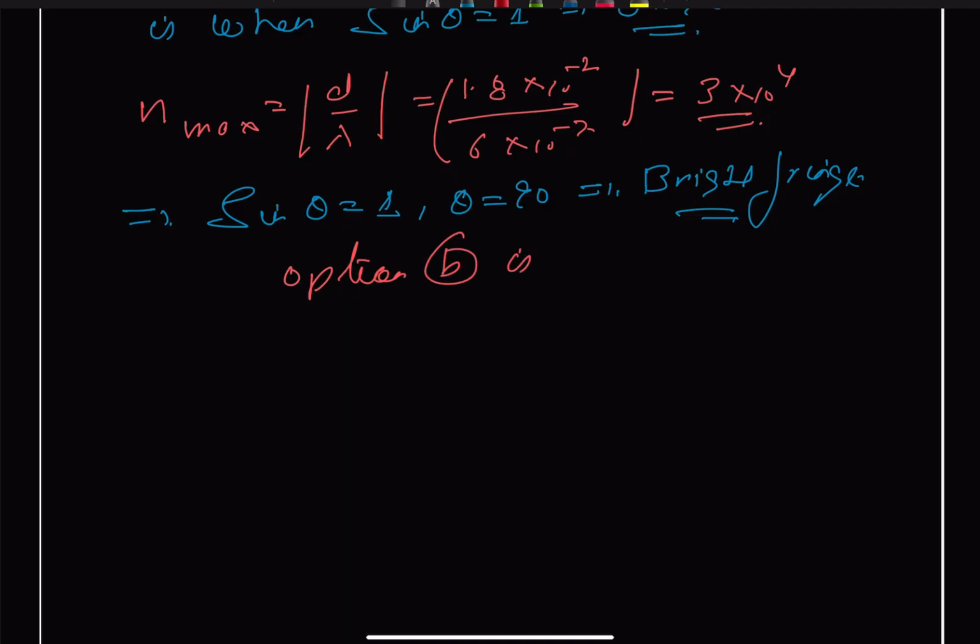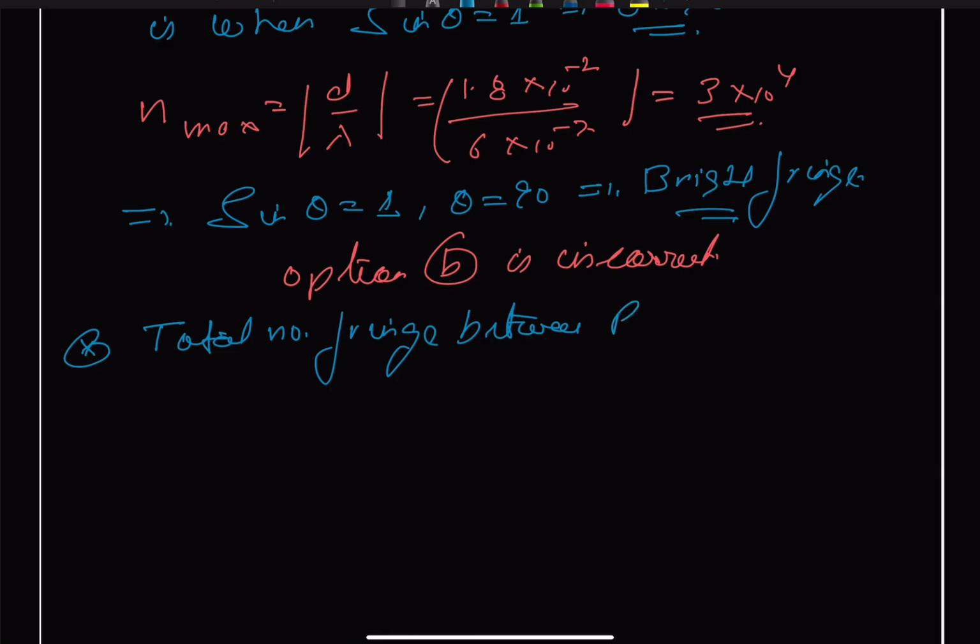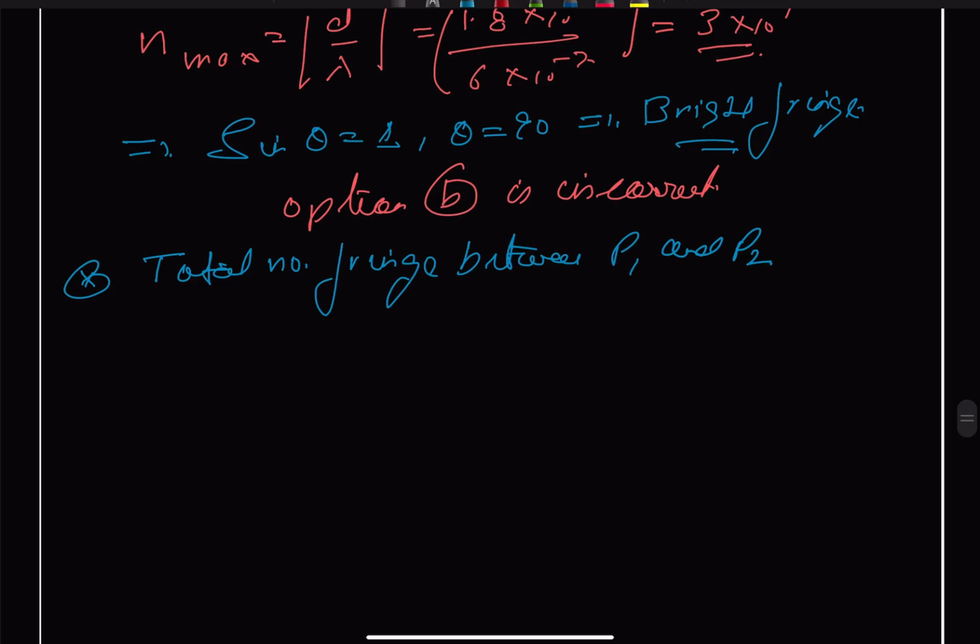Option B is incorrect. And we can find out the total number of fringes between P1 and P2. Let us suppose the number of fringes is n, which will be equal to d sine theta divided by lambda.